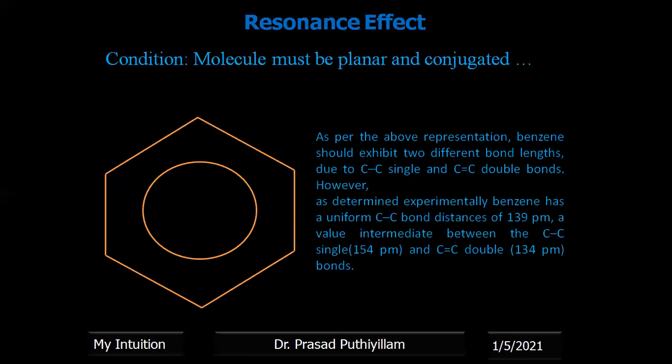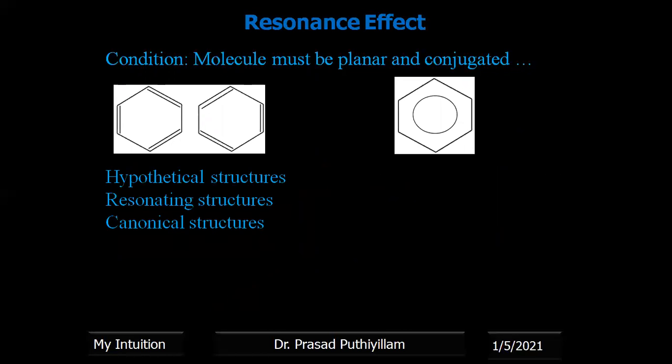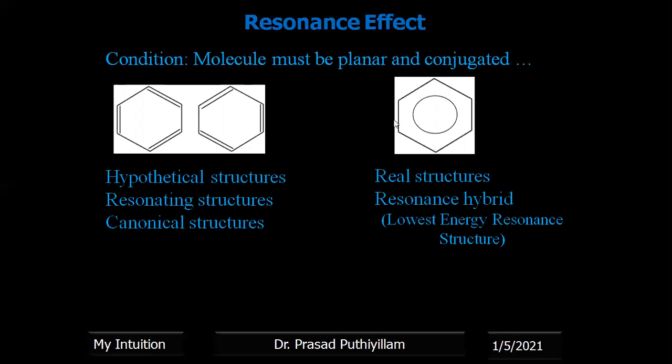This is known as the resonance effect. So here, these two structures contribute towards the real structure of benzene. The first two structures we call hypothetical structures, or resonating structures, or canonical structures, and the real structure is the resonance hybrid, which is the lowest energy resonance structure.